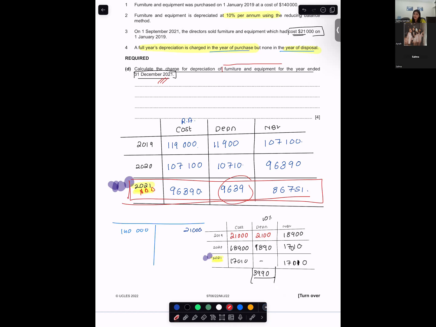If it was month by month basis, then for the current year, it would be this depreciation plus depreciation of assets sold up to the date of sale. But we have a policy: no depreciation in the year of sales. So my depreciation of the current year is how much? 9,639.